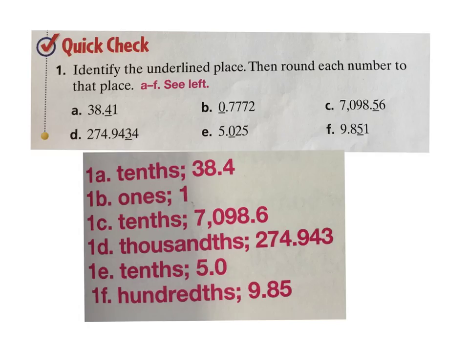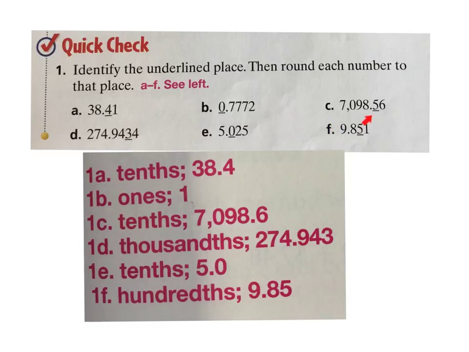All right, so you should have already done these in Class Kick. As a reminder, identify the underlined place, then round each number to that place. Here, this is the tenths place, like it says here. You look after the tenths, which is a 1. That's not 5 or more, so you leave it alone, so it's 38.4. This is the ones place. You look after it, 7. 7 is 5 or more, so you round up all the way to 1 in this case.